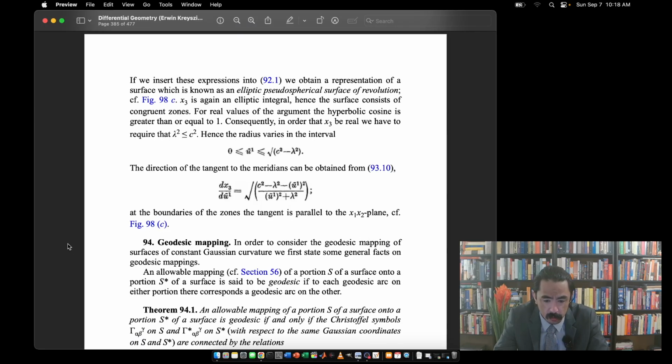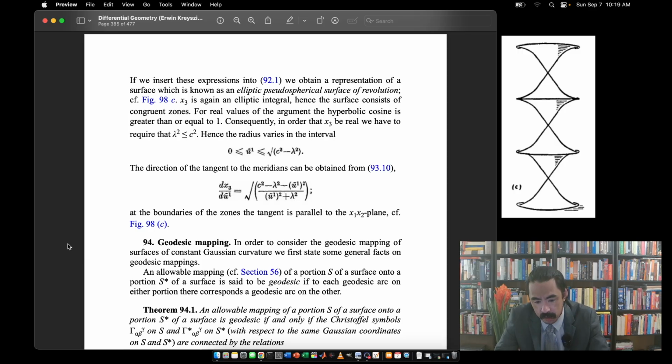If we insert these expressions into the vector parametric representation for a spherical surface of revolution with constant Gaussian curvature, actually it's not spherical, it's pseudo-spherical, if I'm mistaken or not mistaken, depending on how you look at it. We obtain a representation of a surface which is known as an elliptic pseudo-spherical surface of revolution, which is depicted in figure 98c. x3 is again an elliptic integral. Hence, the surface consists of congruent zones.